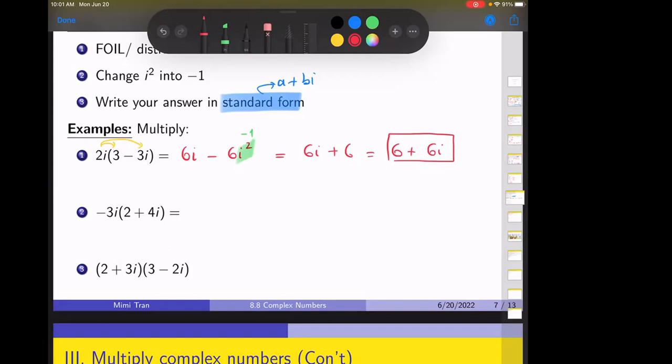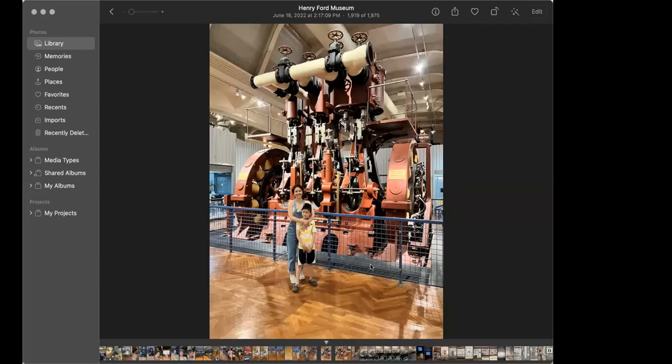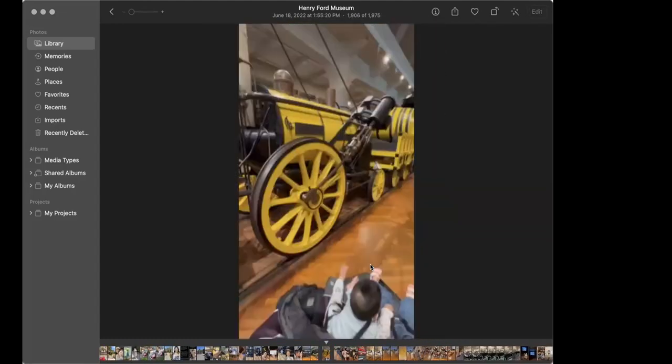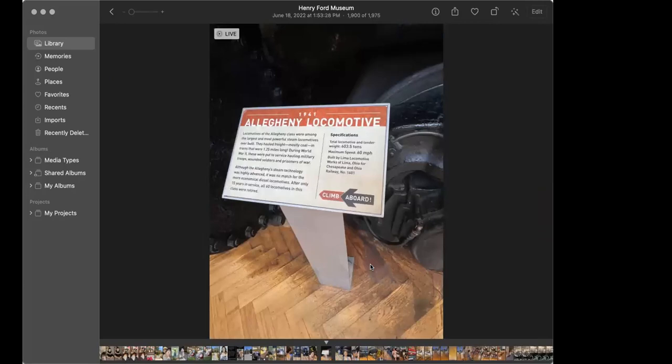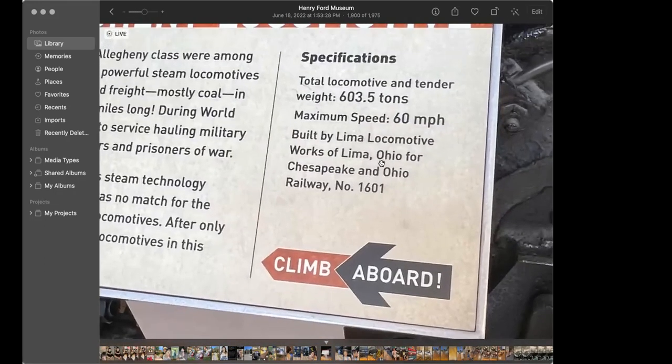What do you have? Oh, let me show you what I got here. All right, so I think there's a train in front. There's a big train, right? It's called, how do I pronounce that? Allegheny. Thank you, Mike. Allegheny locomotive. I don't think you can see how heavy that thing is. It's roughly 600 tons. That is heavy.